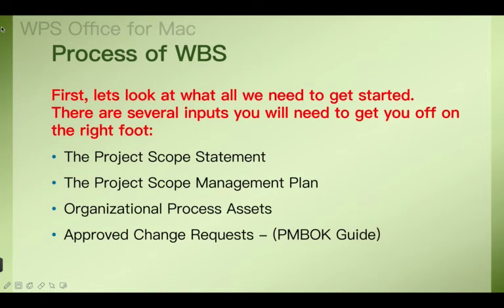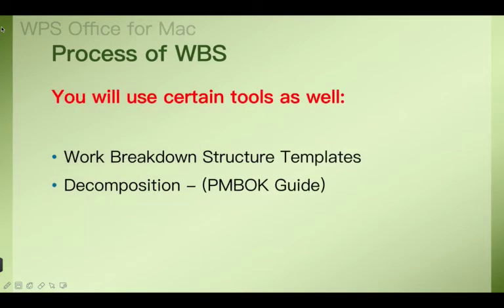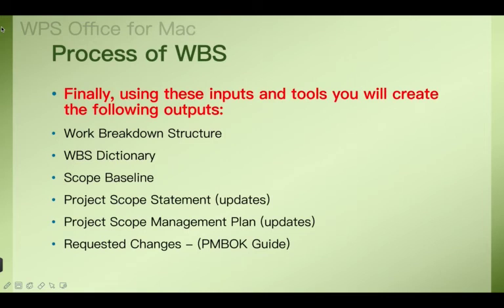First, let's look at all we need to get started. There are several inputs you will need to get you off on the right foot: the project scope statement, the project scope management plan, organizational process assets, and approved change requests. You will use certain tools as well: work breakdown structure templates and decomposition. Process of WBS. Finally, using these inputs and tools, you will create the following outputs: work breakdown structure, WBS dictionary, scope baseline, project scope statement, project scope management plan, and requested changes.